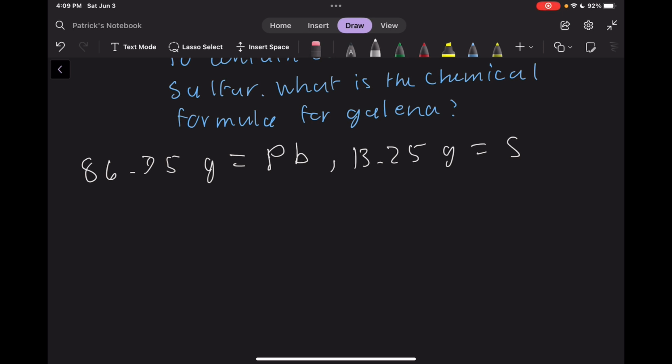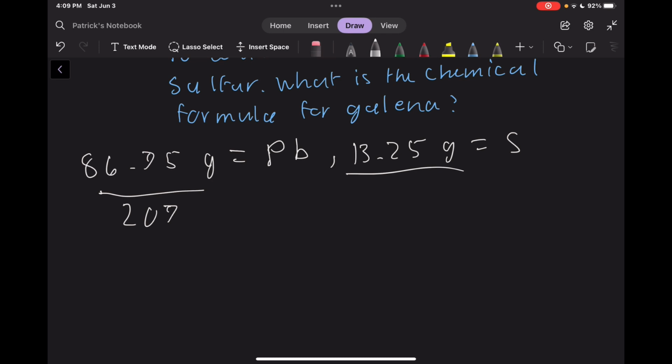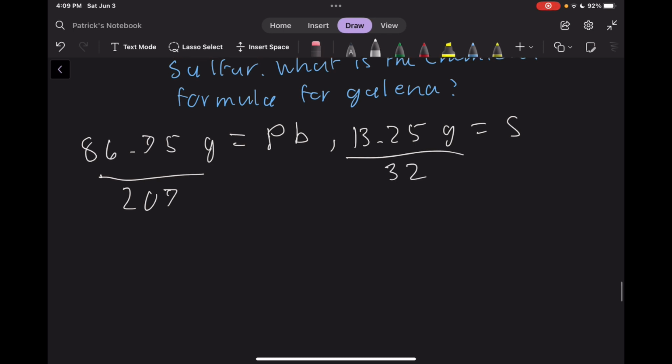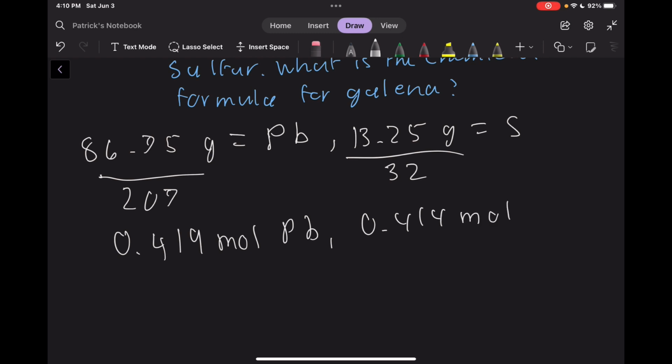The atomic weight of lead is 207, and the atomic weight of sulfur is 32. 86.75 and 13.25 are in grams, so we divide these by their respective molar masses. For lead, there are 0.419 moles present, and there are 0.414 moles of sulfur present.